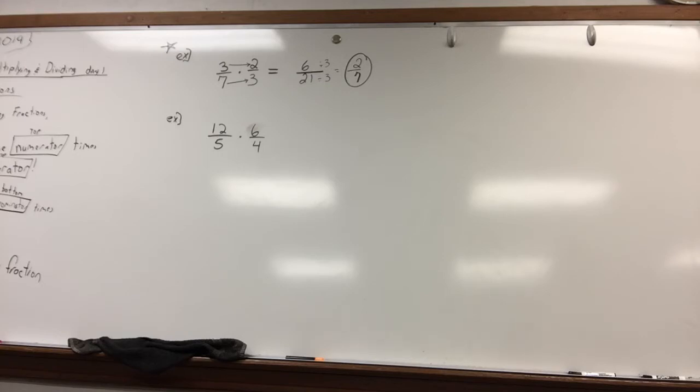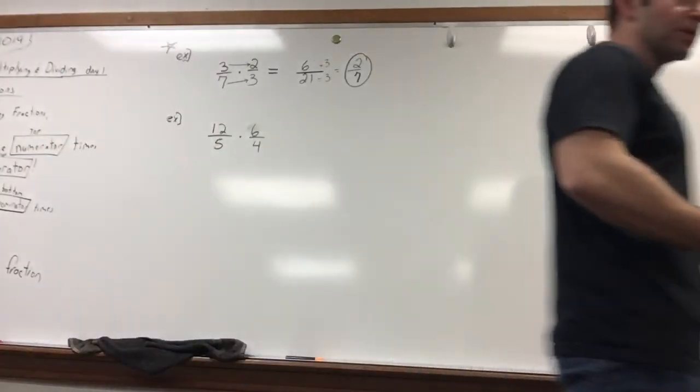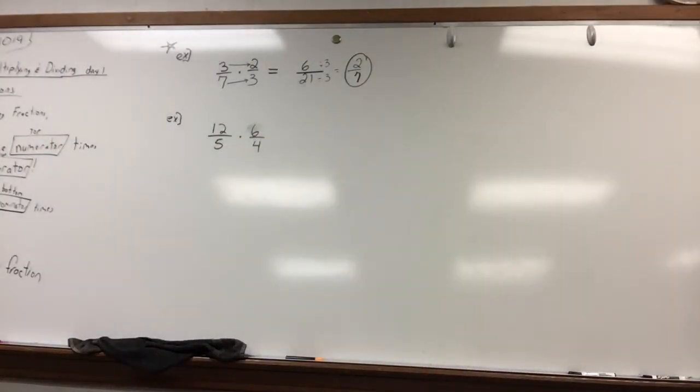Good. Simplify. If they're both even, you can always simplify. Let's go with about 30 more seconds. You gotta simplify that. If they're both even, can we divide by?